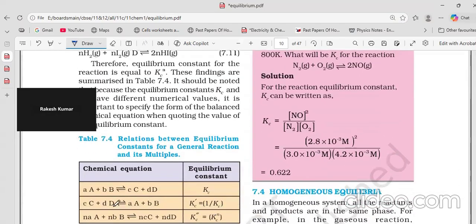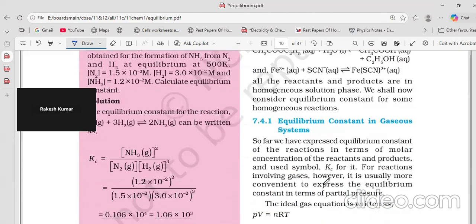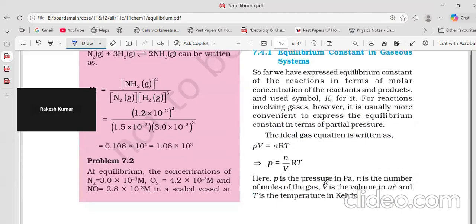Now, please see this A, B, C, this is Kc. If you see the reverse, it is 1 by Kc. And if you multiply it by some multiple n of the stoichiometric coefficient, it becomes the original Kc raised to power n. Then we also consider it in terms of gases.